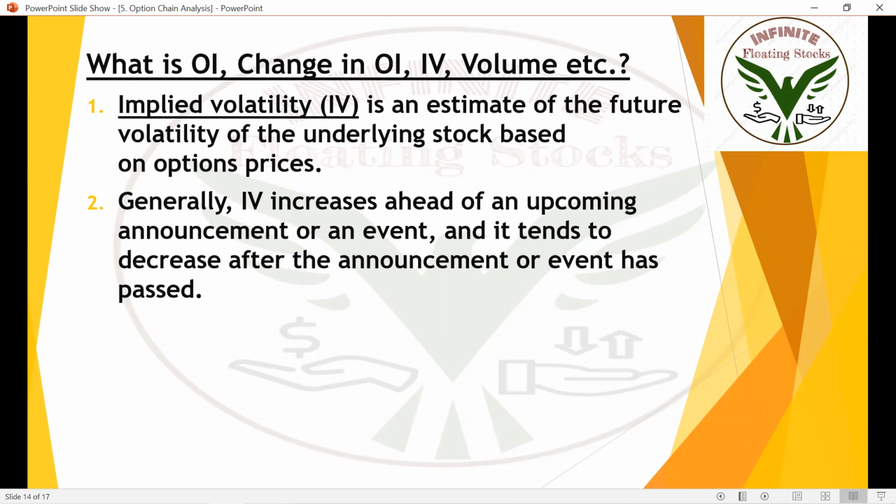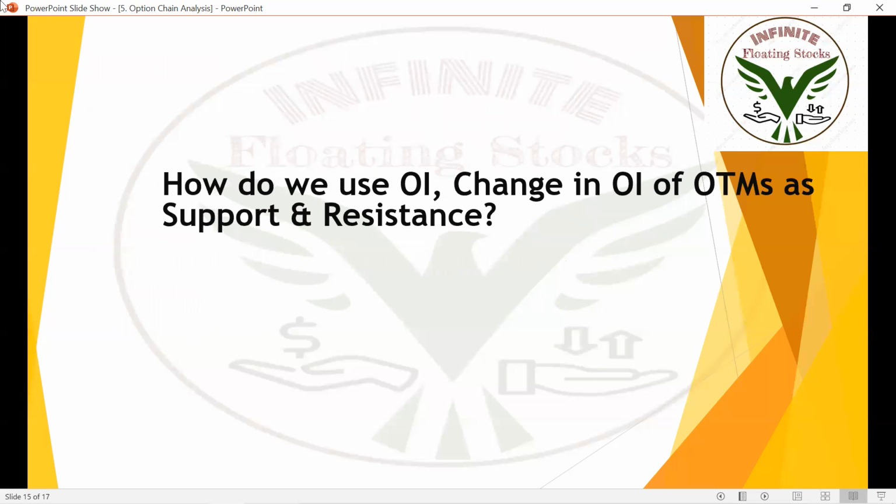So implied volatility is an estimate of future volatility of the underlying stock based on option prices. Generally IV increases ahead of an upcoming announcement or event, and it tends to decrease after the announcement or event. For example, if there are some elections, then IV will increase. The announcement refers to that event, elections or something else. All right, I'm going to explain IV.